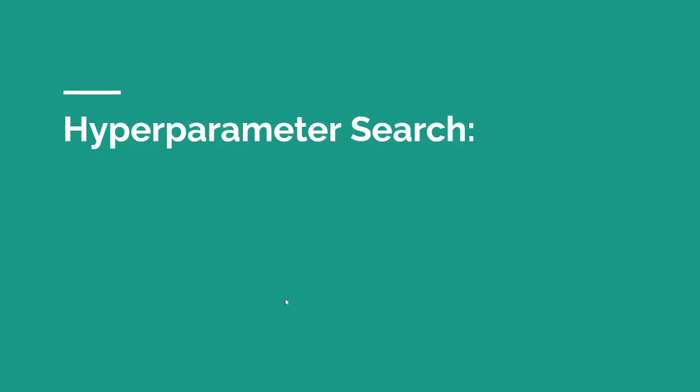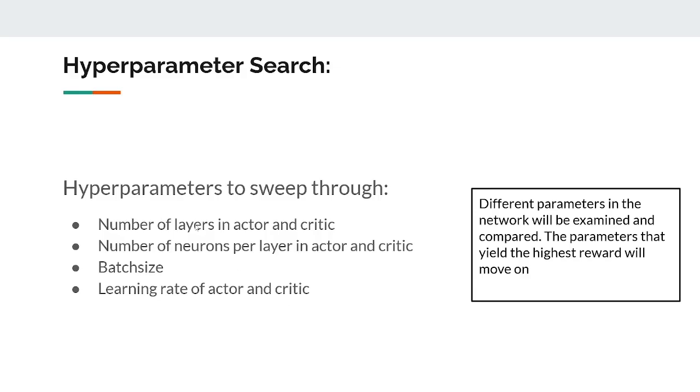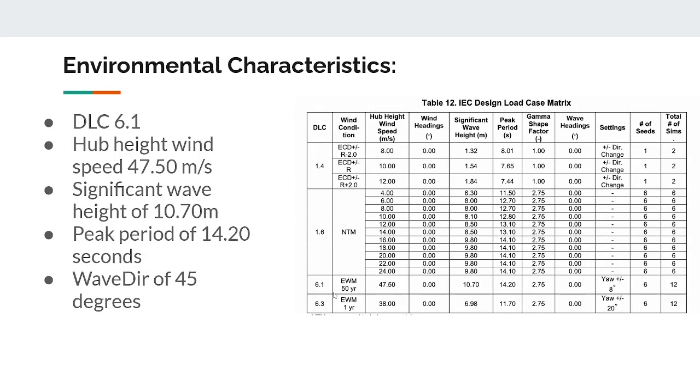For hyperparameter search, we'll be sweeping through the number of layers in the actor and critic, the number of neurons per layer in actor and critic, the batch size to use, and the learning rate of the actor and critic. For the test environment, we'll be using the IEC design load case 6.1, which has a hub height wind of 47.5 meters per second, a significant wave height of 10.7 meters, a peak period of 14.2 seconds, and a wave direction of 45 degrees.